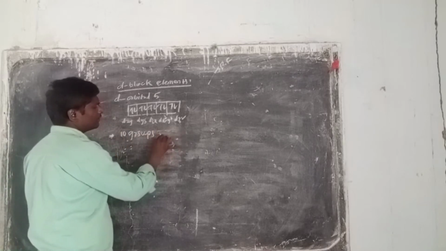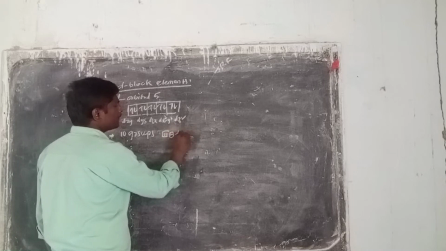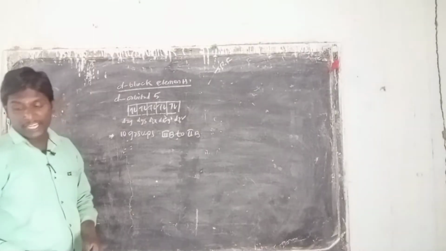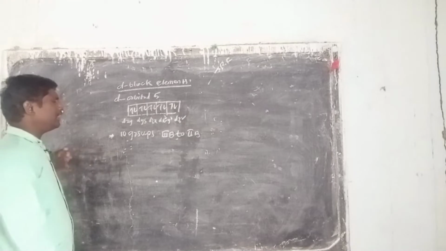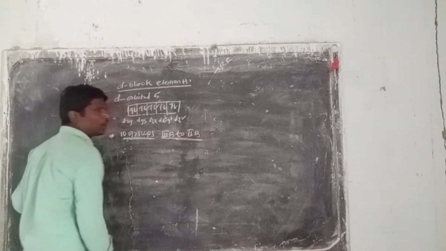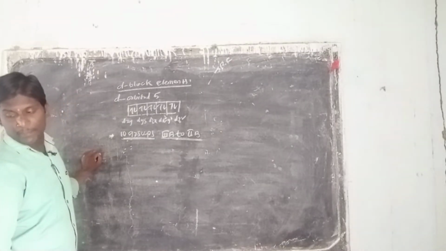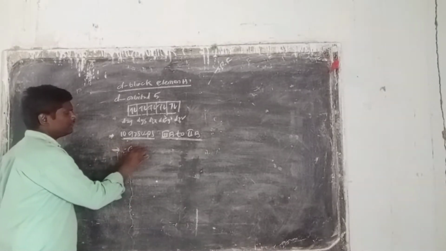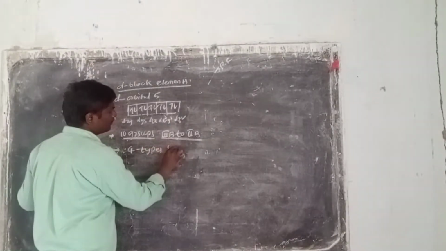Third B to second B. These are called d block elements. The 10 groups are between the s and p block elements, from third B to second B. The d block elements have 4 types of series.